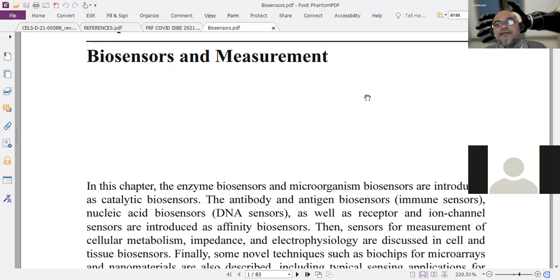Introduce what a biosensor is. There have been many different definitions of biosensors. Sometimes any biomedical sensor, people also call a biosensor. While for my personal definition, that is not true. A biosensor is a sensor where you have a biological entity as an element of the sensor.